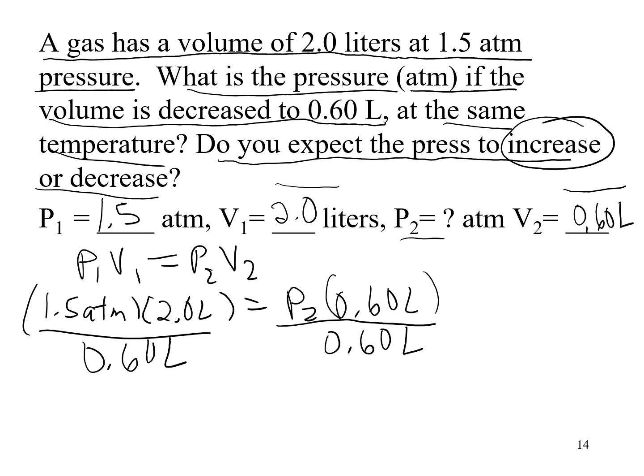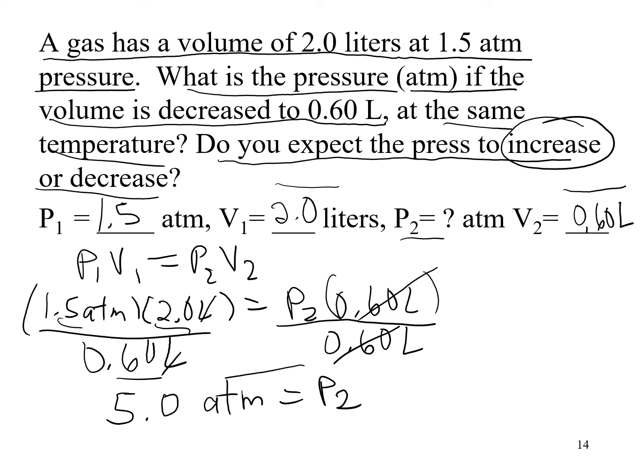And then we can cancel 0.6 liters on the right. We can cancel the liters on the left. That will give us units atm, which are the units for pressure. And then we just have to do the math. We have 1.5 times 2 divided by 0.6. I get a value of 5. In order to have 2 sig figs, I'm going to add a 0 to it. So it's 5.0 atm is my final pressure.